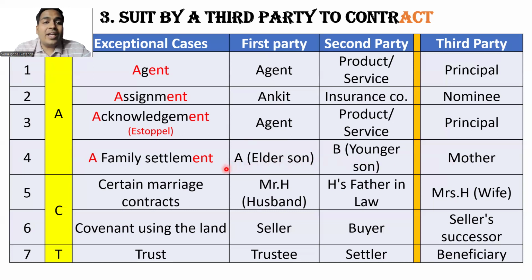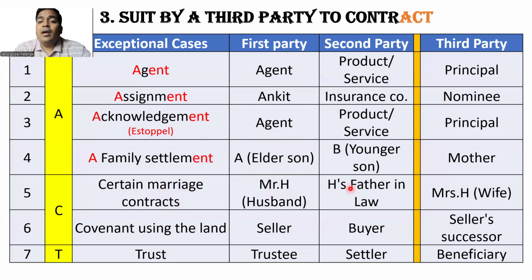So we discussed four exceptional cases where a third party, a stranger to the contract, can go and file a case for justice. In the case of agency, a principal who is a stranger to a contract can go and sue. In the case of assignment, a nominee can go and file a case in the court. In the case of acknowledgement, again, a principal can go. In the case of a family settlement, the beneficiary can go and file a case, right? Thereafter, certain marriage contracts.